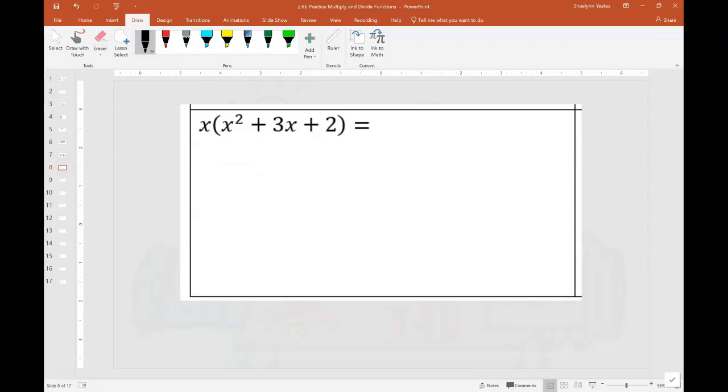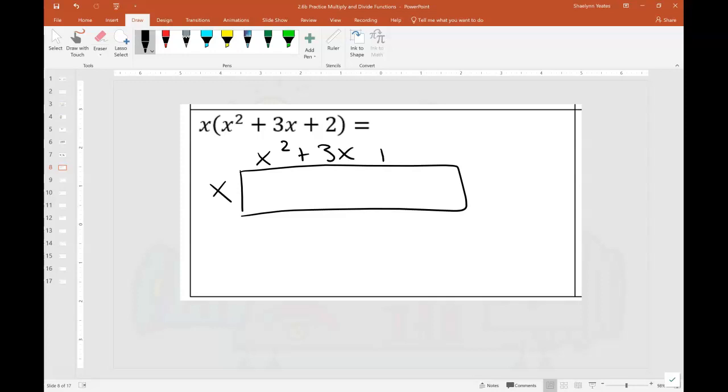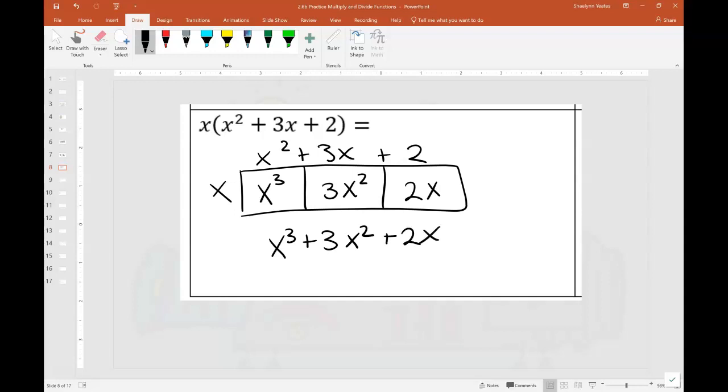All right, let's try this last one. So this one, we just have a longer box. And of course, you can always turn this sideways. It works just fine. So you've got x times x squared, so there's a total of 3 x's in that box. We've got x times 3x, there's a total of 2 x's in that box. And x times 2 is 2x, there's only 1 x in that box. So we've got x cubed plus 3x squared plus 2x.